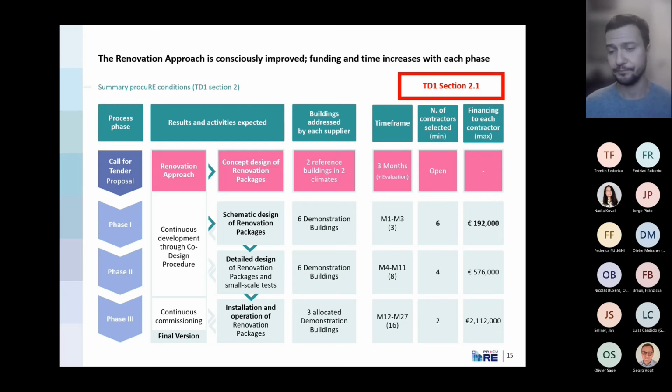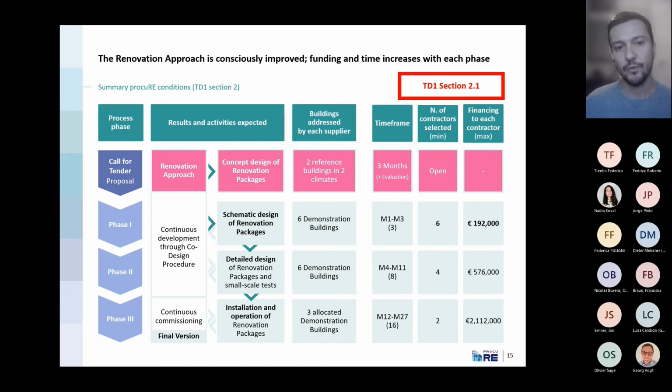It's an open tender for single organizations, but of course consortia that bring together different organizations can be expected, especially considering the scope of the project. The time frame is 3 months, and then we will have an evaluation period. We're expecting to select 6 actors to continue in phase 1. And then in phase 2, this is expected to be reduced to 4 after call-off.